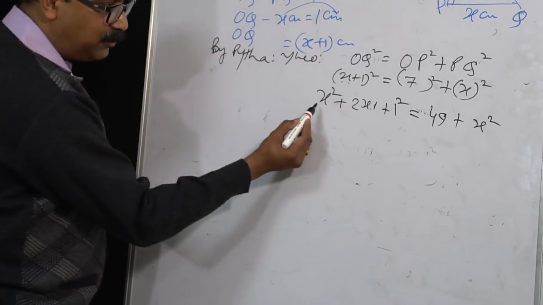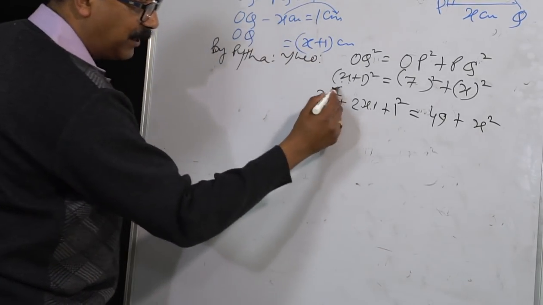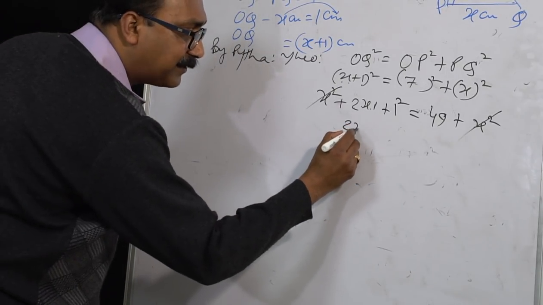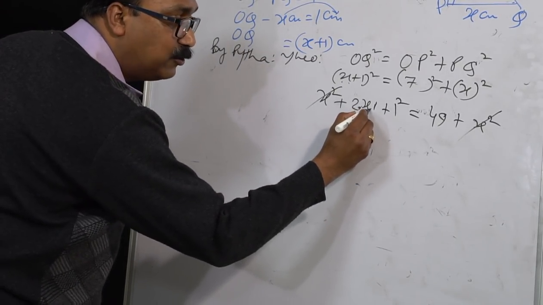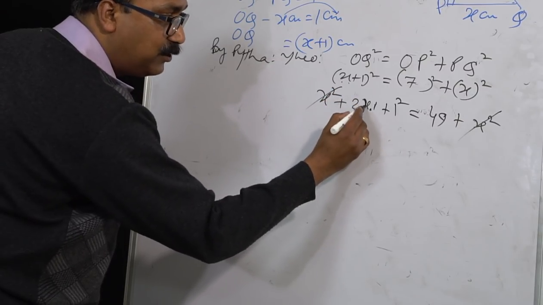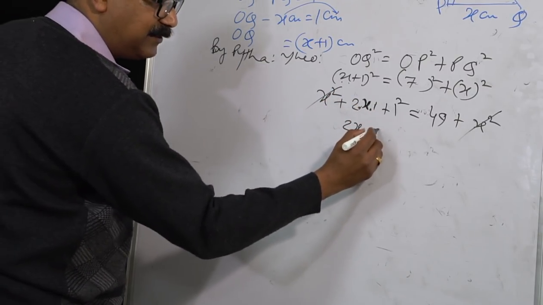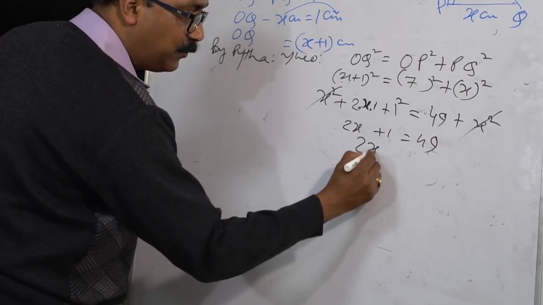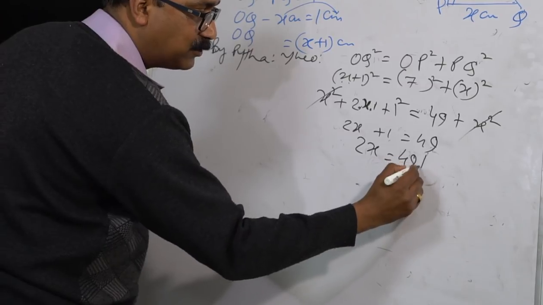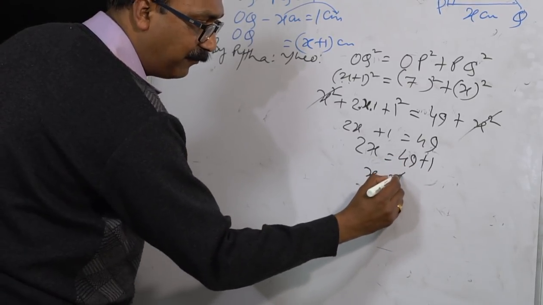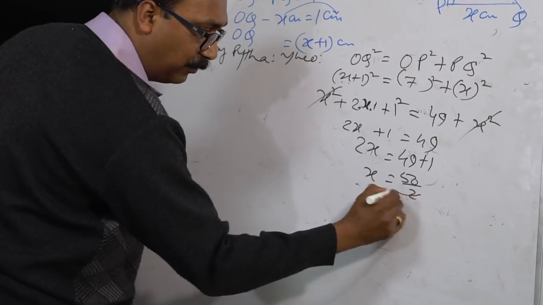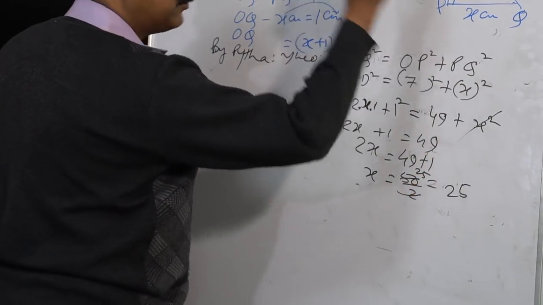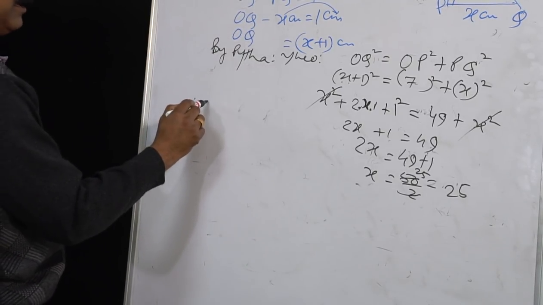So, now see, both sides have the same term with the same sign, we can cancel it. So, what do you have here? 2 into x into 1 is 2x, and this is plus 1 equal to 49. Take 1 to that side. So, 2x equal to 49 plus 1. So, x will become 50 by 2. Cancel, you will get 25. So, x is 25.